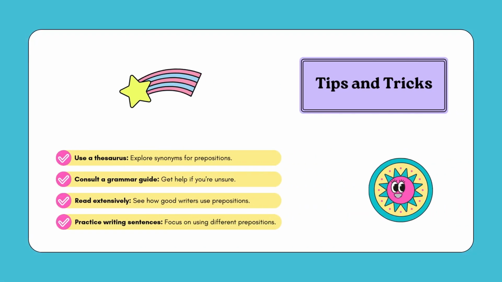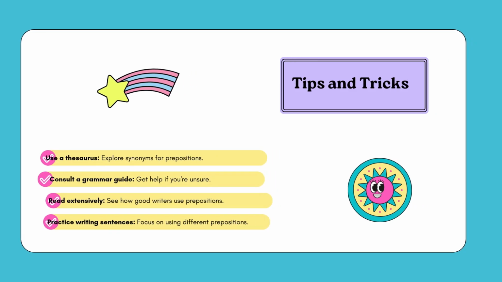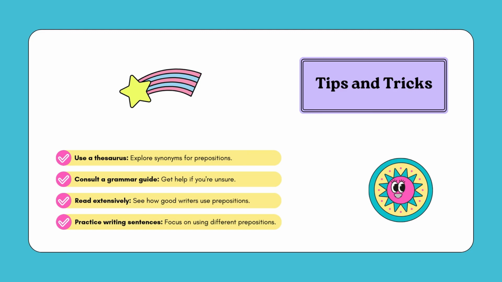To use prepositions more effectively, we can follow a few simple tips. For example, using a thesaurus or a grammar guide can help us discover different word choices and understand how they should be used. Another helpful method is reading regularly because it allows us to see how experienced writers use prepositions in real sentences. Finally, the best way to improve is through practice, by writing our own sentences and trying to use a variety of prepositions.